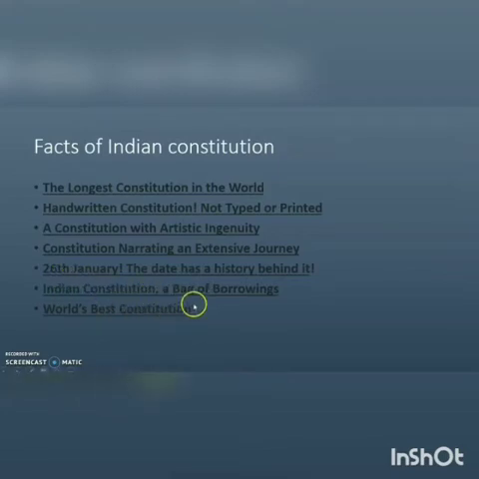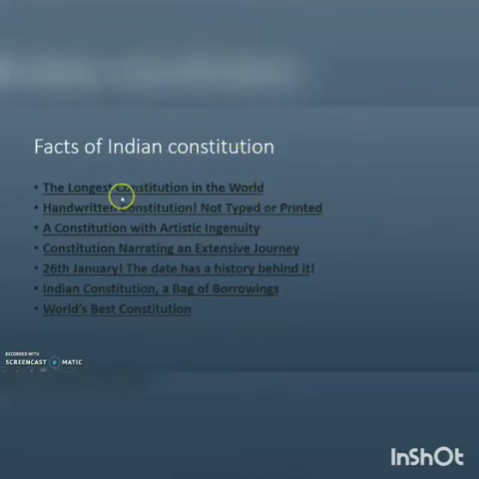And our constitution is also a bag of borrowings, because we borrowed important elements from other countries' constitutions, and our constitution is the world's best constitution. There's no doubt. Why it is the best constitution, we will discuss in the coming classes. But these are some of the facts that, as students of political science and as citizens of India, we should know about the Indian constitution.